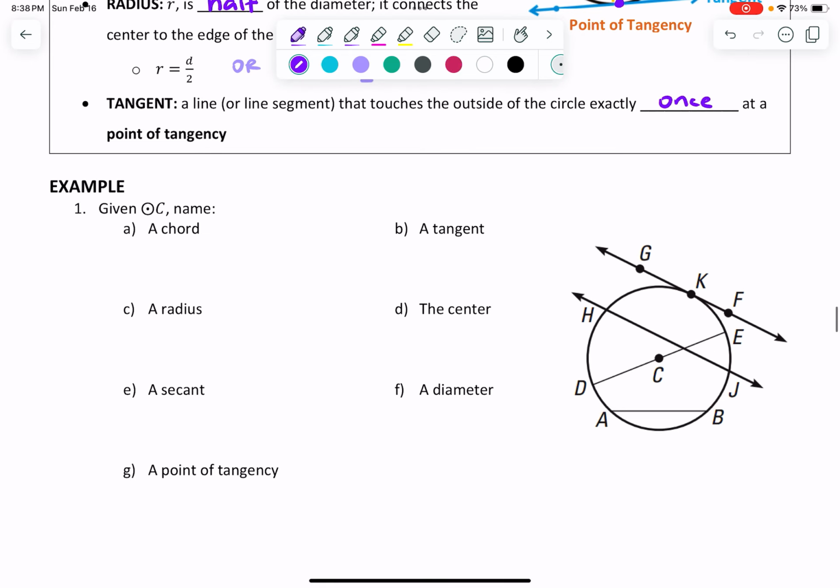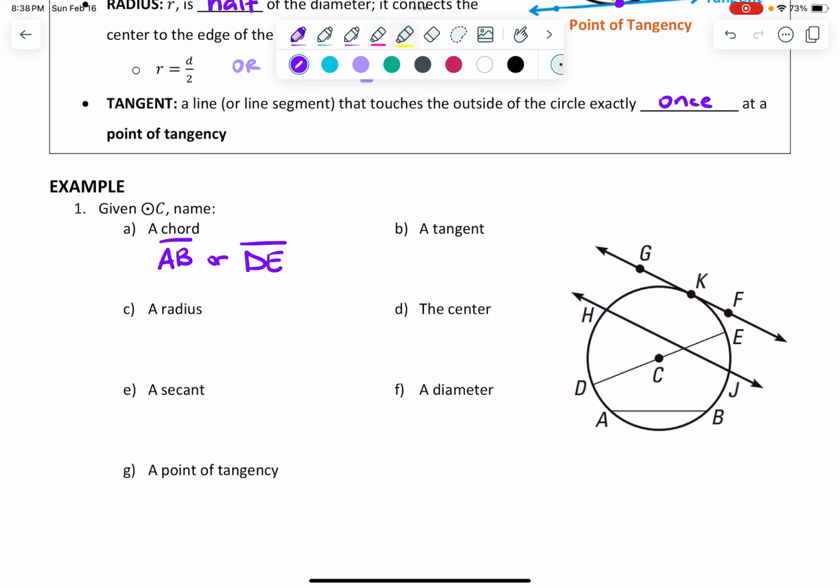Okay, so given circle C, we're going to try and identify some of these things. So a chord is a line segment with endpoints on the circle. I have the option of AB. I also have the option of DE. Both of these are technically chords. So AB, or DE, both of those are chords.